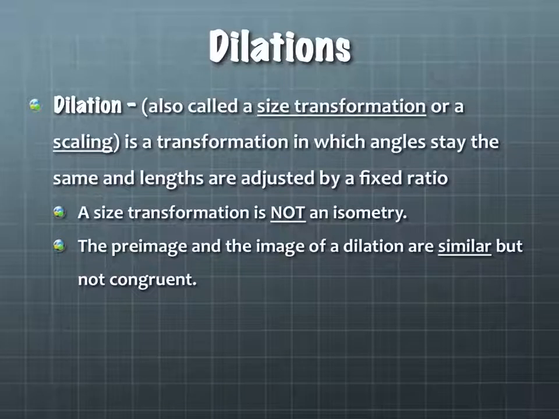Now, a size transformation is not an isometry. Do you remember what an isometry was? The length stays the same. It preserves distances. No sizes change. All that language that we encountered back in 13.1. So this is not an isometry. The pre-image and the image are similar, but they are not congruent.